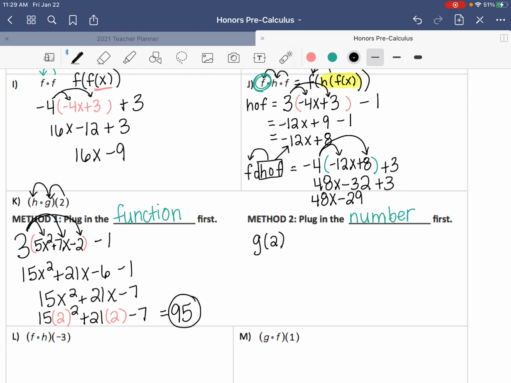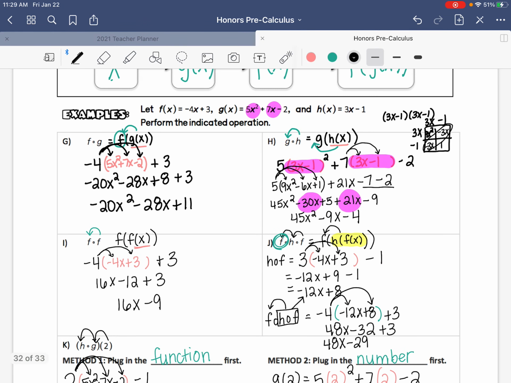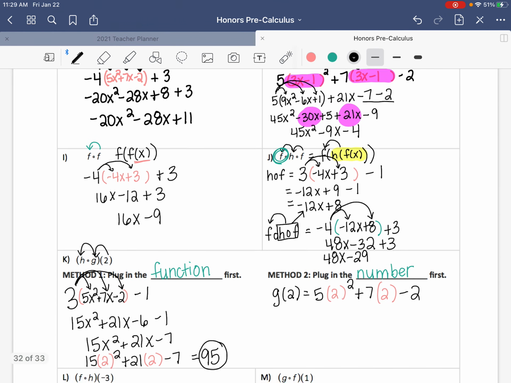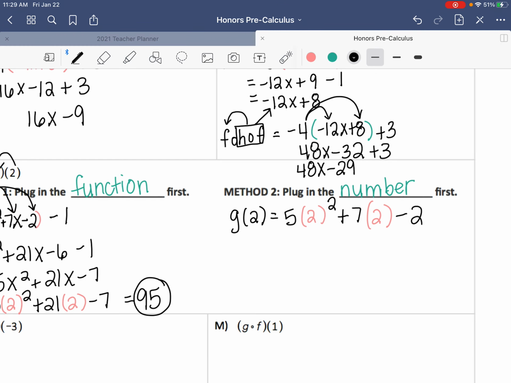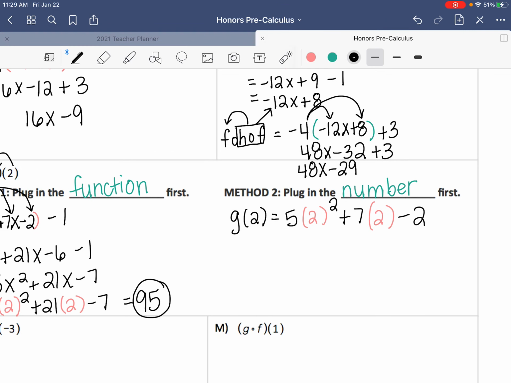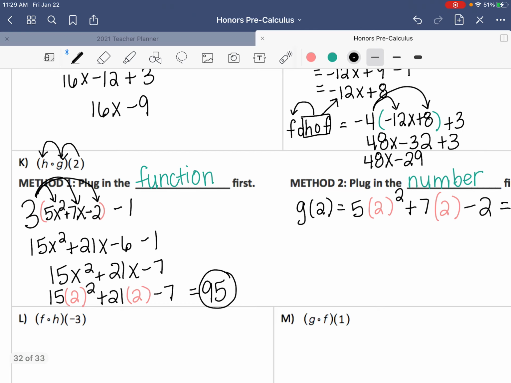So if we start this, I'm going to start by finding g of 2. So my g function is 5x squared, so we're going to do 2 squared, plus 7 times 2 minus 2. All right, so just a reminder, g function is 5x squared plus 7x minus 2. And once you get this, you get that it equals 32. Now, we're going to take 32 and we're going to plug that into the h function.